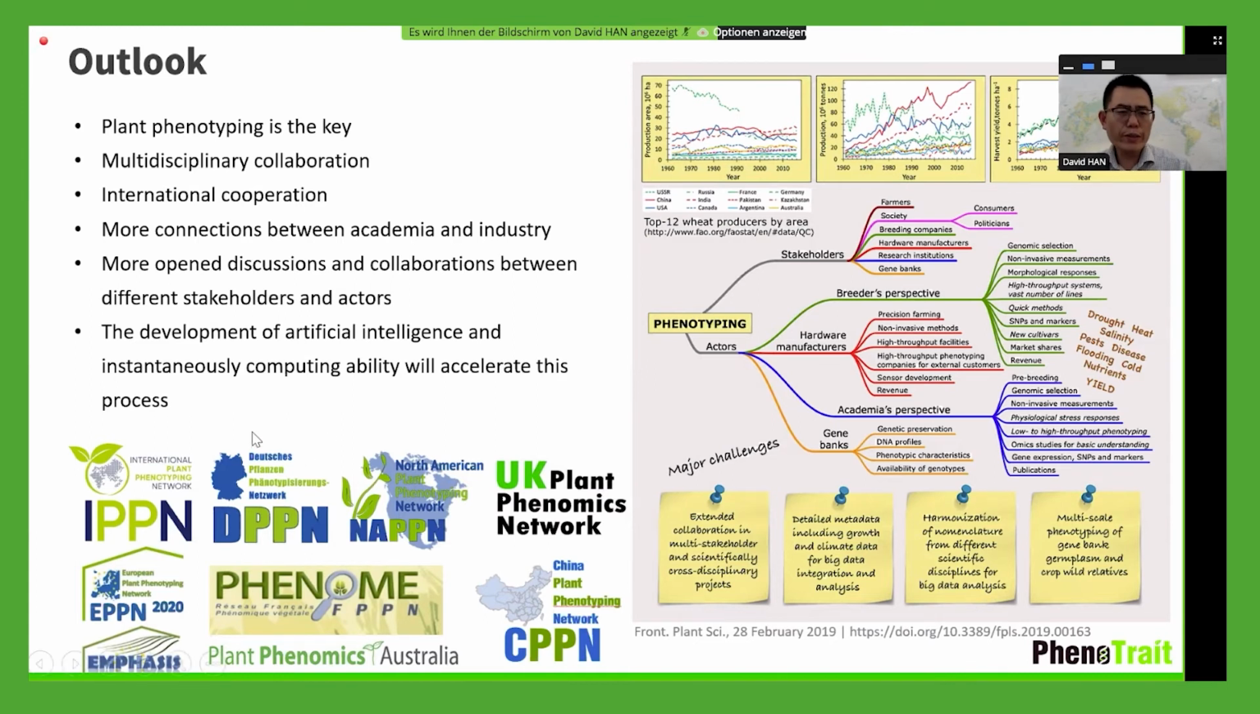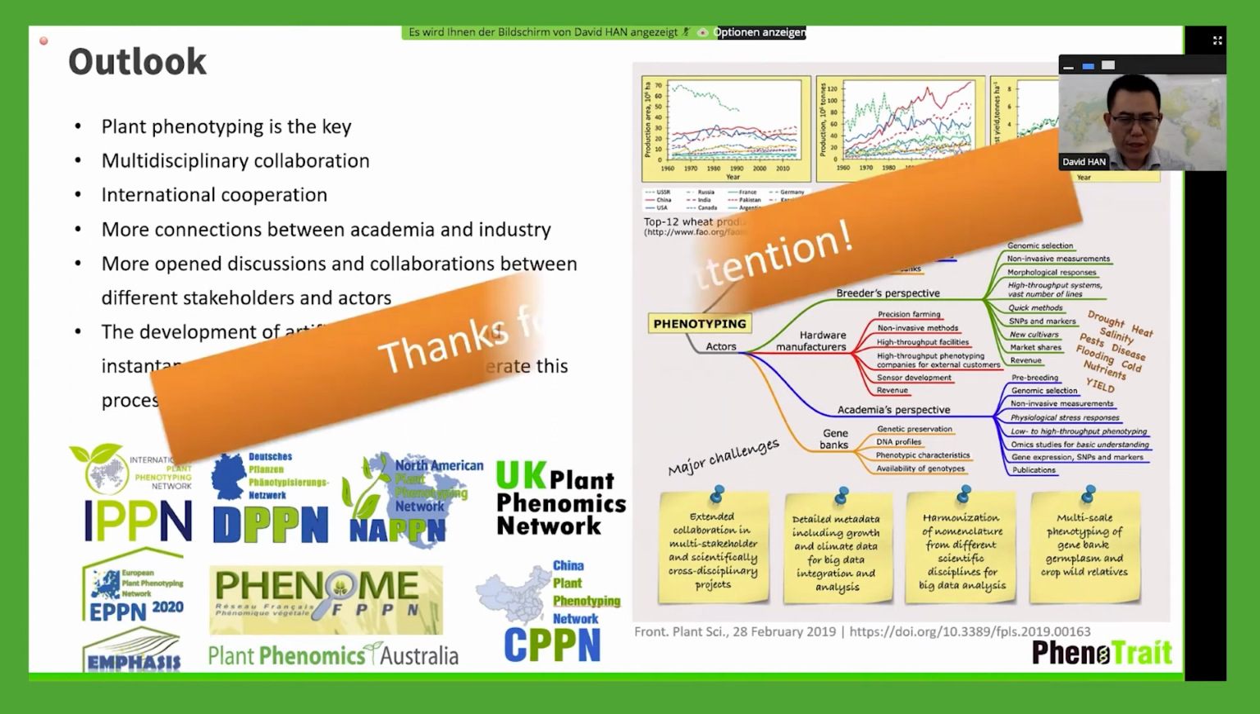And the last point is the development of AI and instantaneous computing ability, which will accelerate this process, because only if we can make instantaneous decisions in the field, in drones or in the machines in the field, can we go to really smart agriculture. Okay, this is my presentation. Thank you.